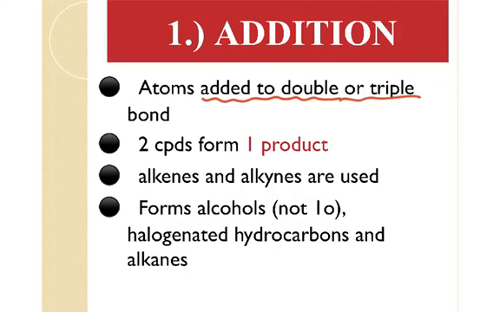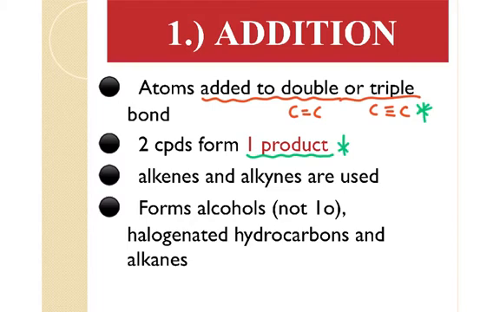So a C double bond C is most common, but I will show you reactions with triple bonds as well. You'll notice here that in red I've said two compounds form one product. Again, this is a really convenient way to know whether you have addition. On the reactant side, you're going to see multiple bonds. On the product side, you'll only see one. And this is fairly unique, this sort of combination.